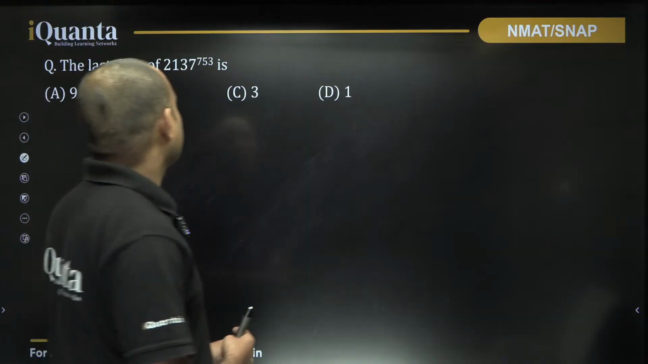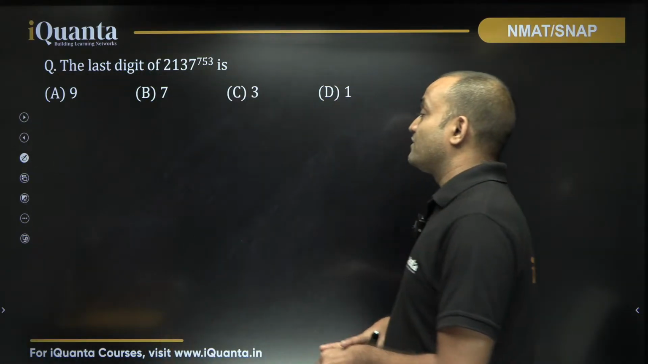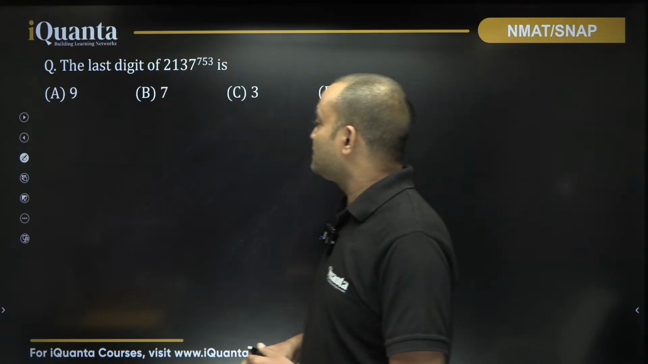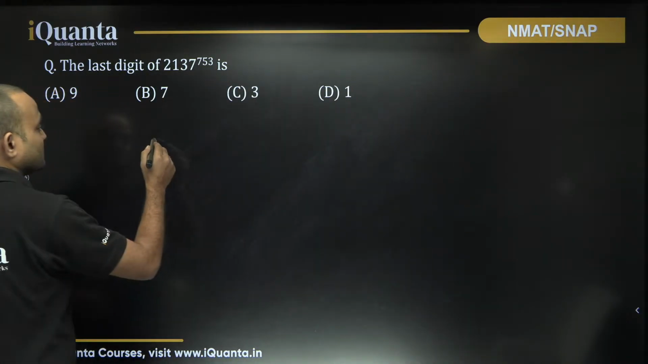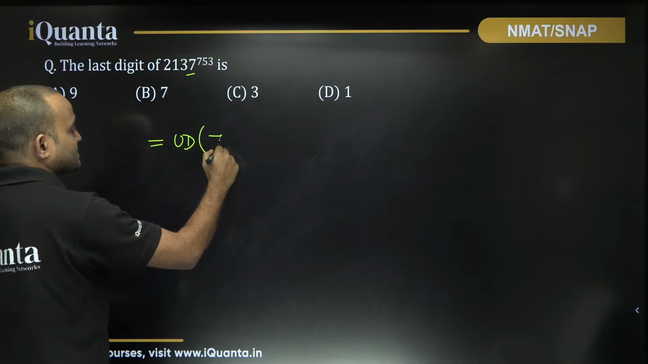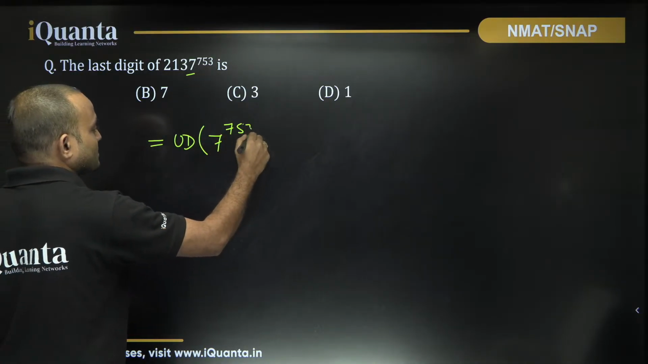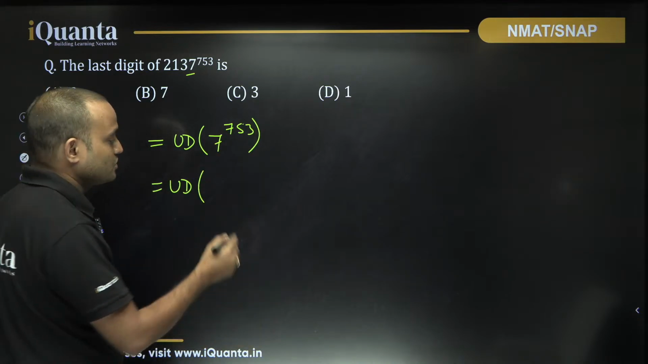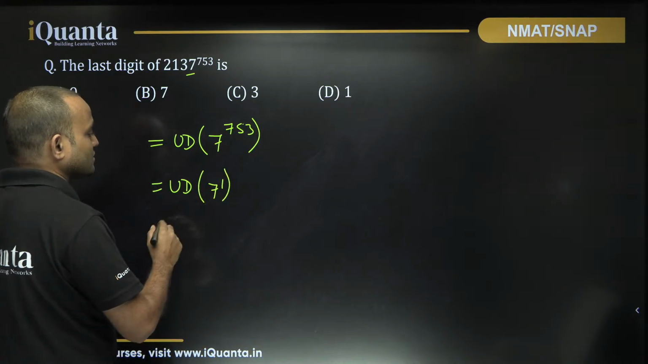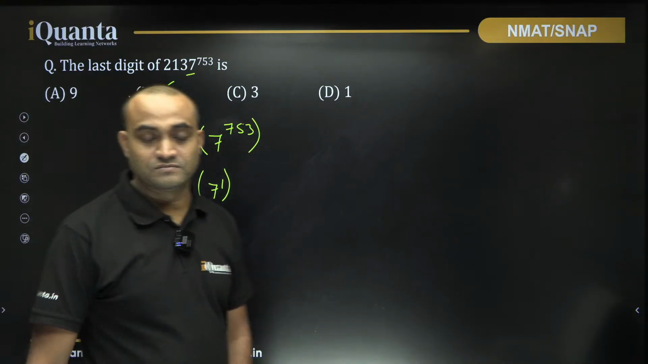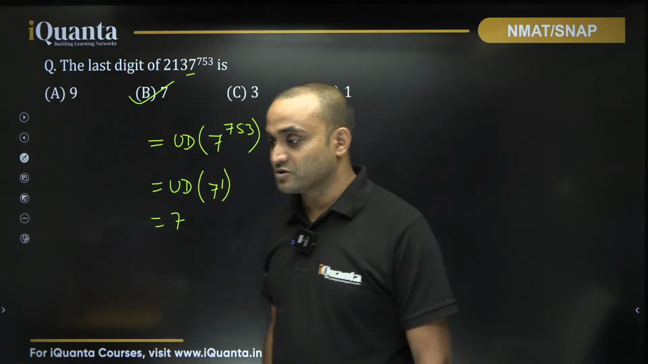The last digit of 2137 to the power 753. This is a very easy question, isn't it? What will happen? This last digit will be equal to the unit digit of 7 to the power 753. Now divide this 753 by 4, so 7 to the power 1 remains, so 7. The answer is option B. Right, we have done some questions on unit digit.